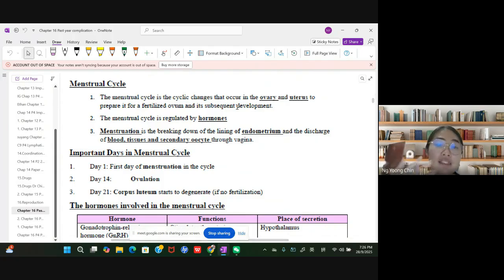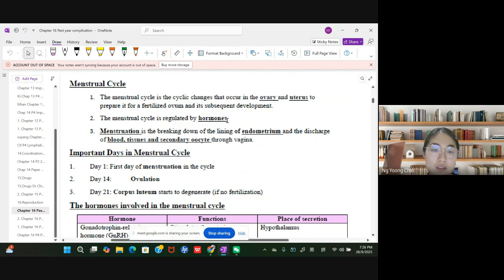So every one menstruation cycle, they will produce one ovum. And this menstruation cycle is being regulated by hormones, four hormones which are referred to: the FSH, LH, estrogen, and the progesterone.